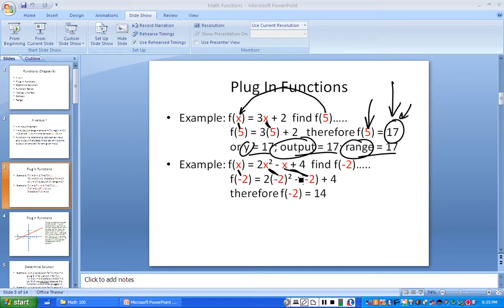And then you see a negative and a minus sign, which becomes a plus sign. So 8 plus 2 is 10, because that negative and minus sign becomes a plus sign. So the 8 you got here plus the 2 here is 10, plus 4, 14 is your answer. That's all we're really talking about when we're saying plug-in functions. Okay?